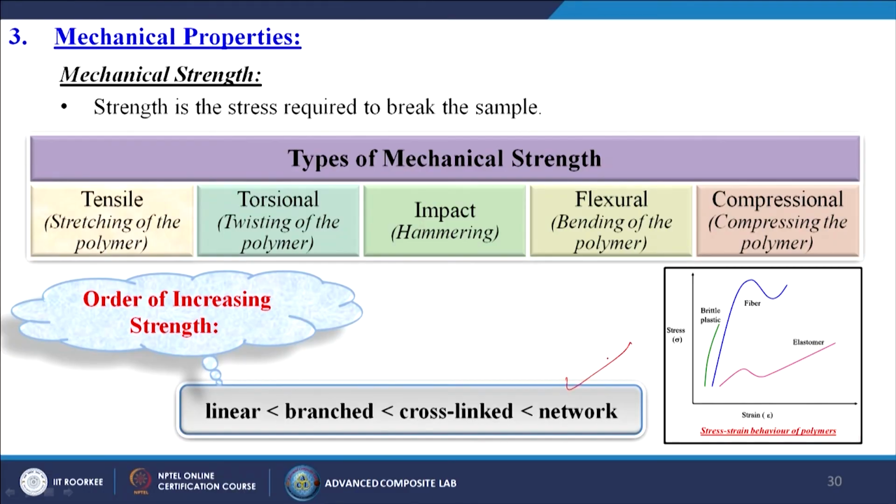So, what is the order of increasing strength? In that case, network is the highest, then cross linked, then branched, and linear is the lowest. Here, if we see the stress strain curve of the polymers, for the brittle plastic, fiber and elastomer you can see the maximum strain. In terms of stress, fiber is the highest.